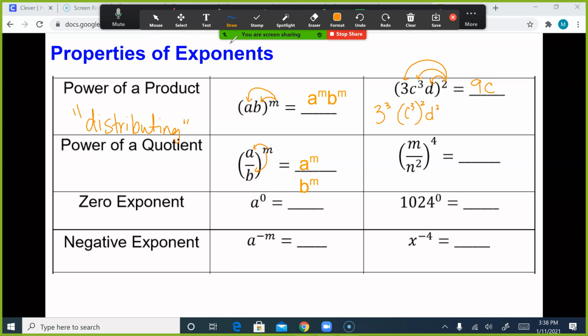C here, the power rule. Power to a power, we multiply and get 6. And then this one just stays d squared, because technically there's an exponent of 1 there, and we multiply 2 times 1.